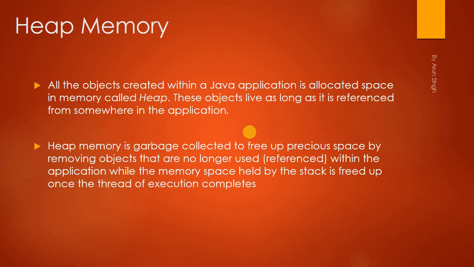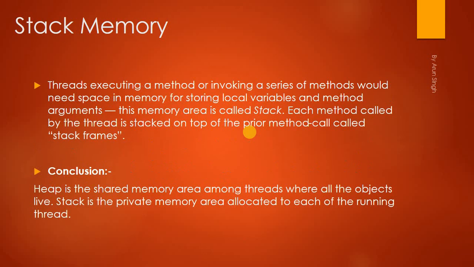Stack memory will only get freed up when the thread execution finishes, and heap memory will only get garbage collected when an object which was being referenced is no longer used. Stack memory: a thread executing a method or invoking a series of methods needs space in memory for storing local variables and method arguments. This memory is called stack. Each method called by the thread is stacked on top of the prior method call, called a stack frame.